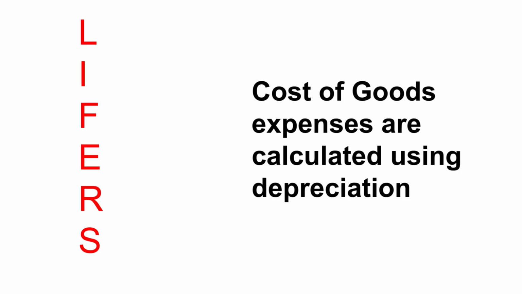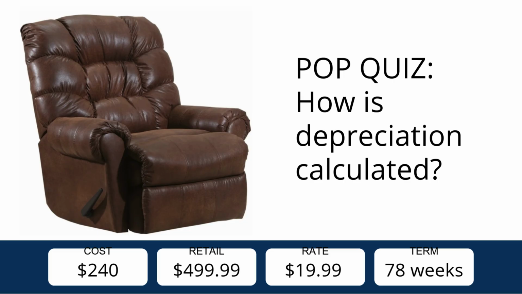Now that we've talked about the 6 key areas that we can control, let's see how depreciation is calculated on our profit and loss statements. Here's a quick quiz. We have a brown recliner that has an original cost of $240, a retail price of $499, a weekly rental rate of $19.99, and a total term length of 78 weeks. Which of these items factor into rental unit depreciation?